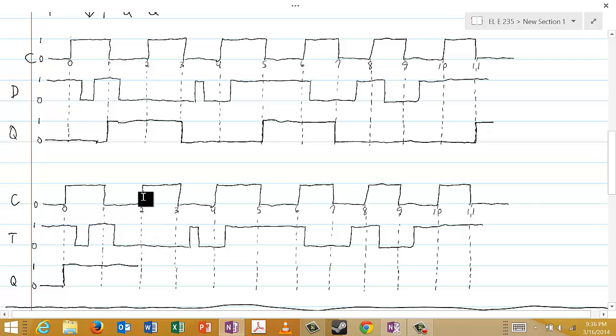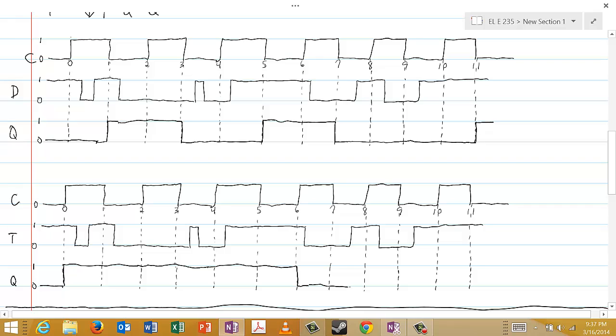Now, at the next positive edge, which is 2, T is equal to 0, and if T is equal to 0, there's no toggling that occurs, so we continue with an output of 1. When we go over here to the next positive edge at 4, T is equal to 0, and so again, no toggling occurs, and the output remains at 1. At the next positive edge of the clock signal, which is at 6, T is equal to 1. This tells us we need to toggle the output, so it will go from 1 down to 0.